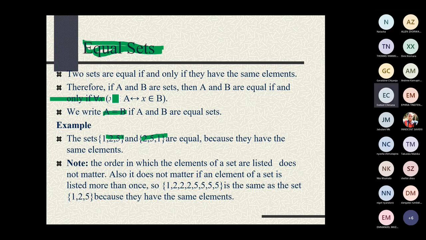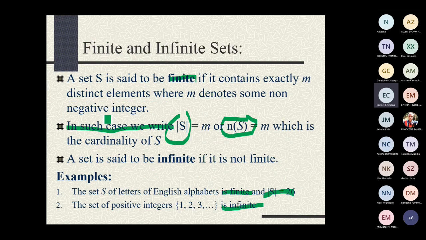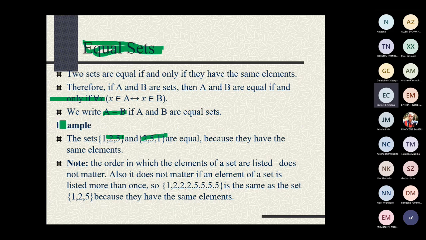So note that the order in which the elements of a set are listed does not matter. Also, it does not matter if an element of a set is listed more than once. So this set with 1, 2, 2, 2, 5, 5, 5, 5 is the same as this set because we just have the same elements. So it's the same as the set 1, 2, 5 because they have the same elements.